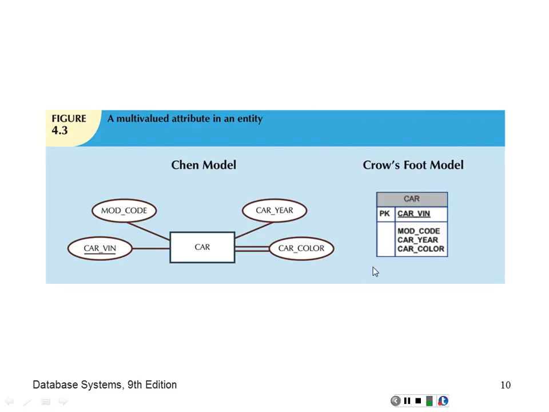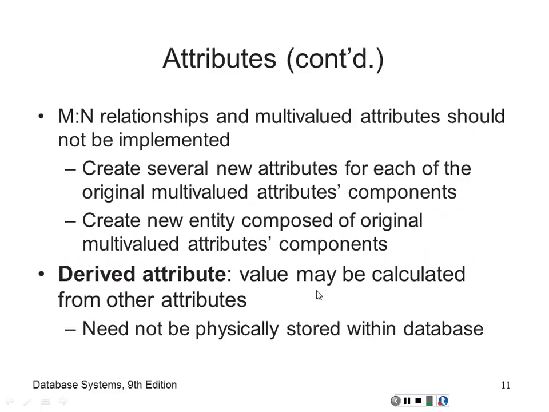So that's multi-valued attributes. Here is the example in the book, and the color is a multi-valued attribute because different parts of the vehicle may have different colors.